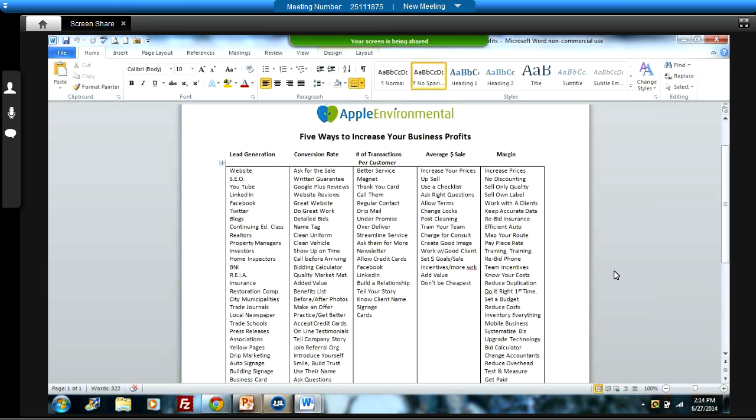How do I increase my margins? Increase your prices is another one. Don't discount. Sell only quality. Every single year you should be bidding out your insurance to make sure you're getting the best pricing with the best quality that you can. You should also be doing that with your telephone service.